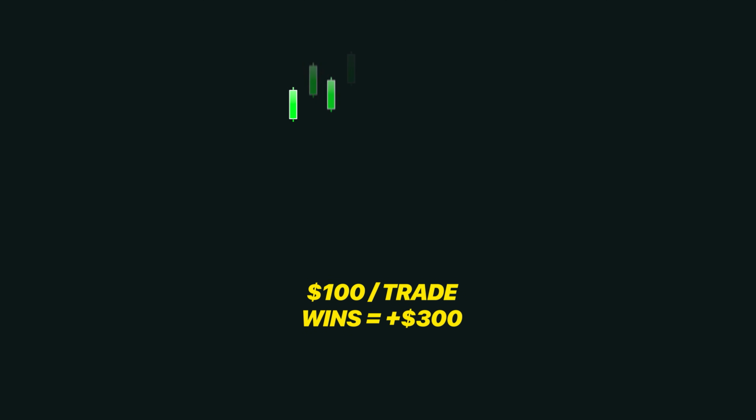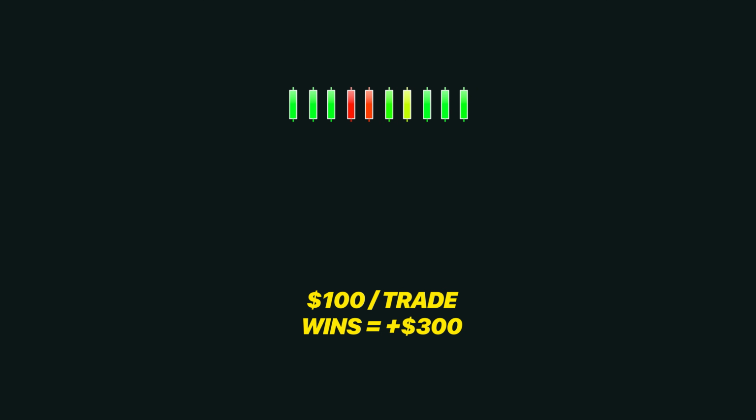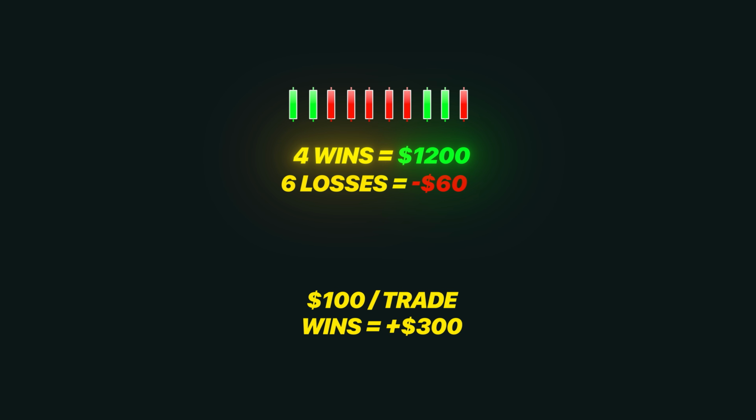Let me give you a simple example. Say you were to risk $100 per trade. If your winning trades average $300 profit, and out of 10 trades, you were to only win 4. So you'd be losing 6. Those 4 wins have you up $1,200. And those 6 losses down $100 per loss. You would still be walking away profitable with almost $600, and you were wrong the majority of the time.